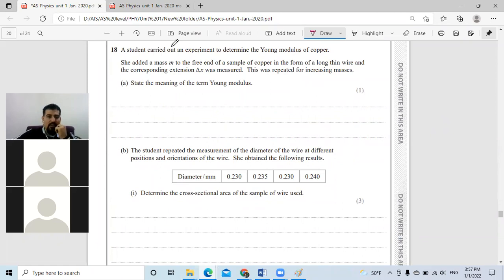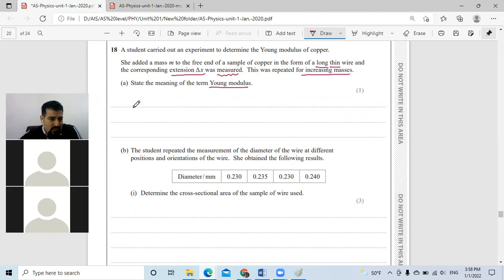Here in this question, a student carries out an experiment to determine the Young modulus of copper. She added a mass M to the free end of a sample of copper in the form of a long thin wire, and the corresponding extensions Δx were measured. This was repeated for different, increasing masses. State the meaning of the term Young modulus.